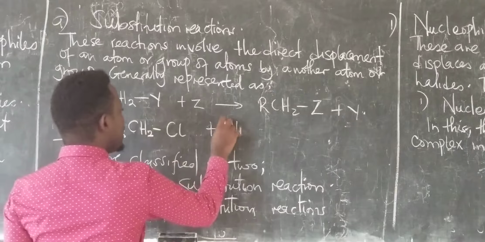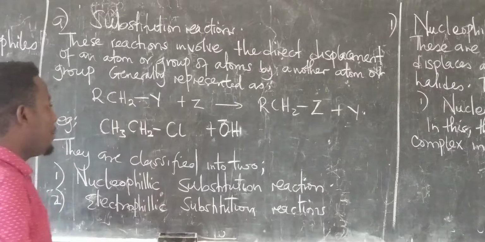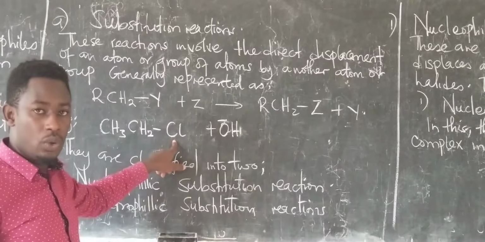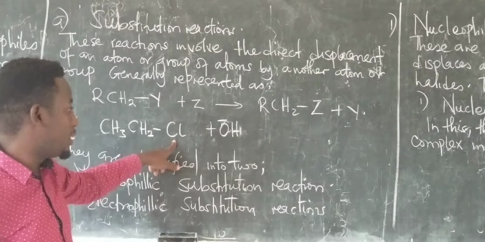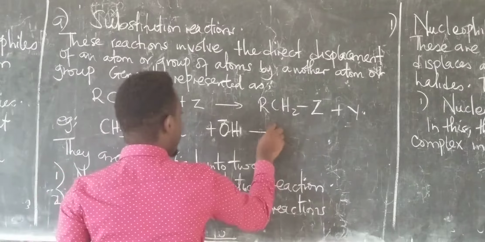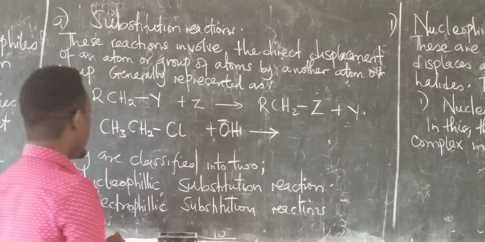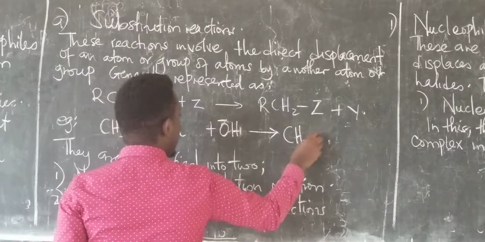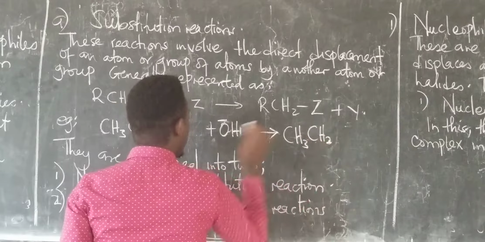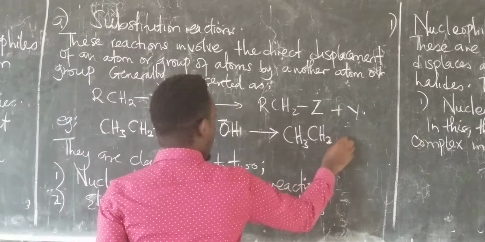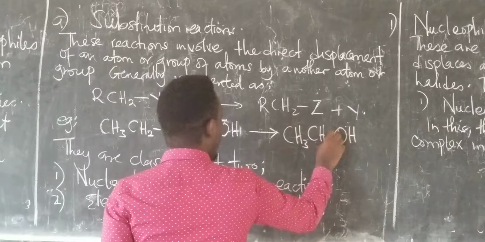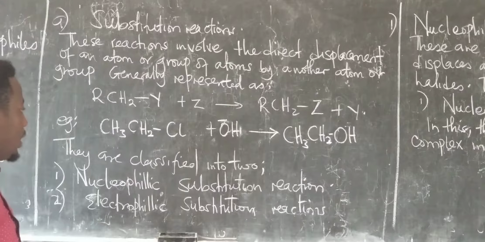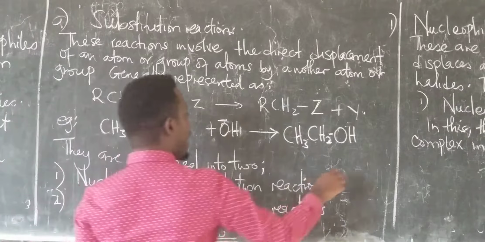Now in this case, we are going to add hydroxide. So what happens is this hydroxide, maybe it is coming from sodium hydroxide, it is going to displace the chloride, leading to the formation of CH3CH2OH. So the OH has replaced the Cl. Then the Cl has been lost.